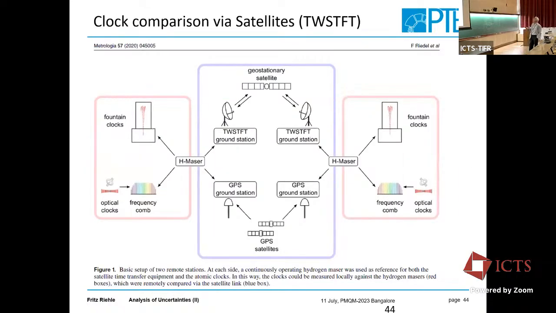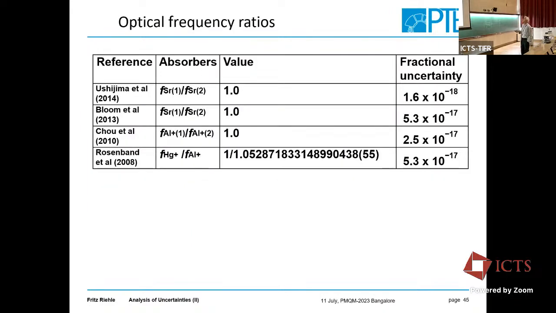We can do clock comparisons via satellite, two-way satellite time and frequency transfer. And even if these things are microwave links, you can use a frequency comb, link it to your fountain clock or your clock realization you have. You transfer it this way and do the same thing at the other end. This is often done.